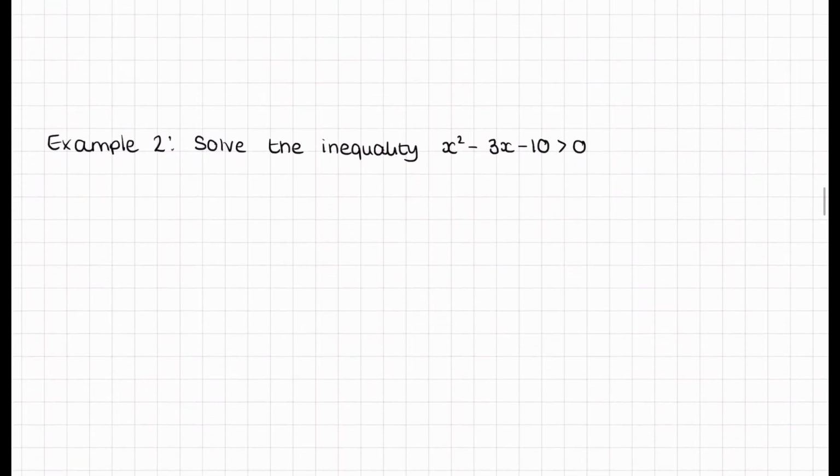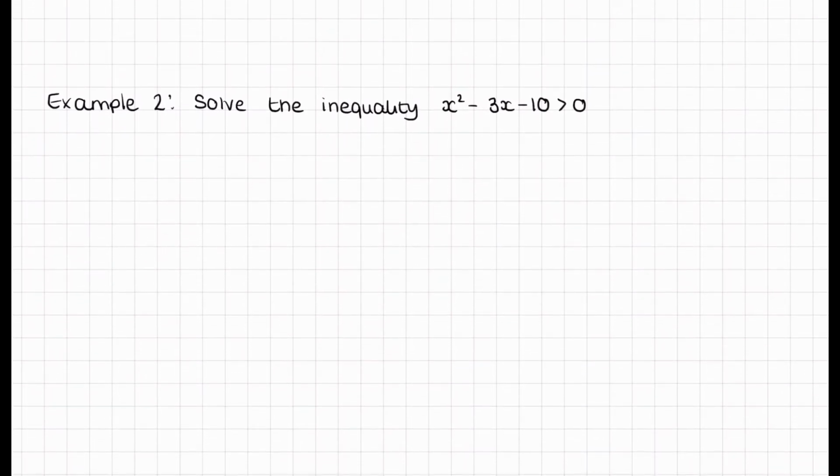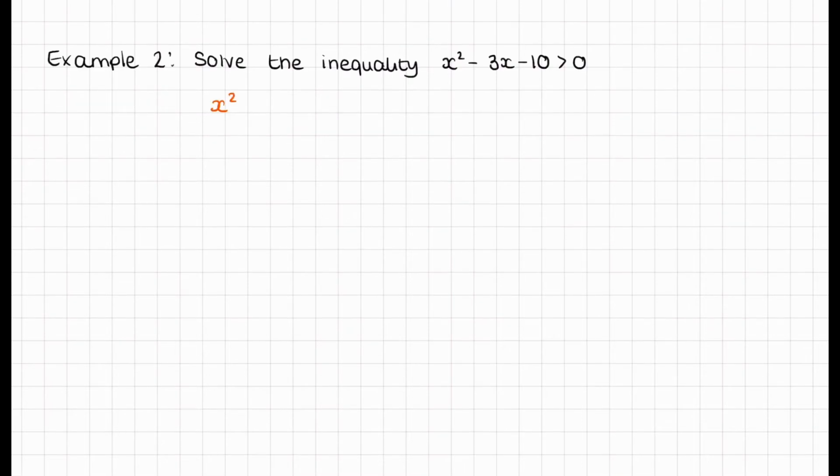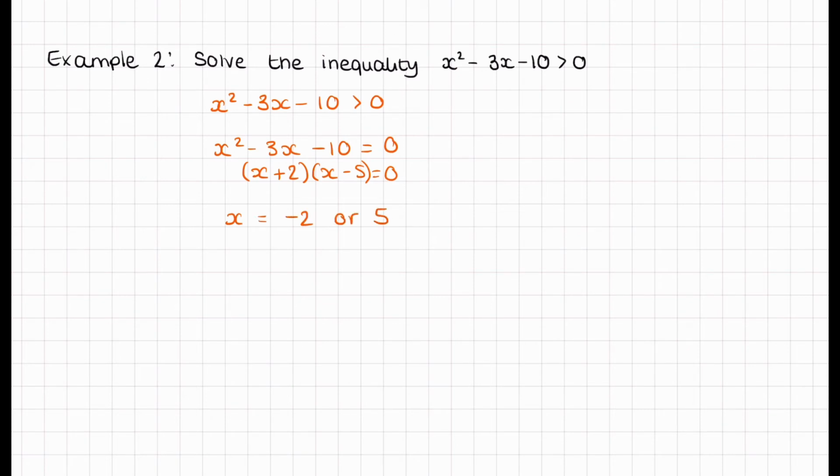Now another example here, when we have a quadratic, so x squared minus 3x minus 10 is greater than 0. So with quadratics, actually the easiest way is to solve it as we would if it was to equal 0, and then from there we can work out our solution. Now I'm actually just going to solve this as if it was equal to 0. We could factorise it, so it would be x plus 2 and x minus 5 equals 0. So x would equal minus 2 or positive 5.